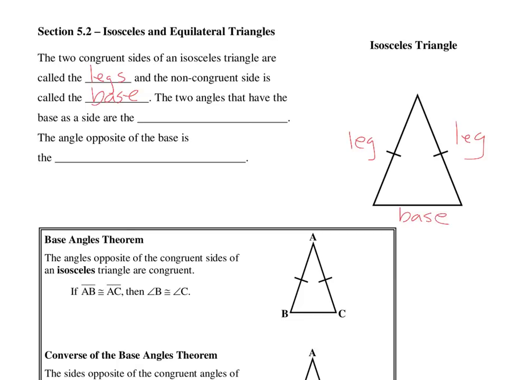Now the two angles that have the base as a side are these angles right here. Let me just highlight them. These angles here, they both have a side, that's the base. Those are the base angles. And the angle opposite of the base, this here, is known as the vertex angle.